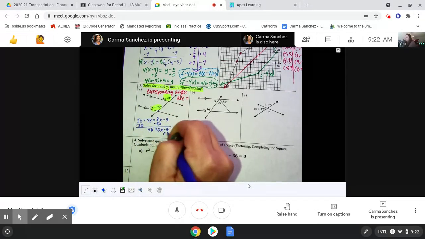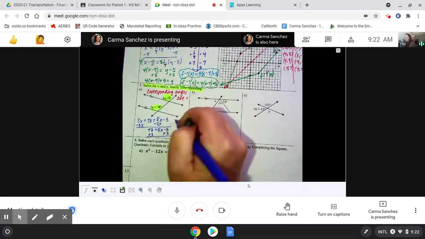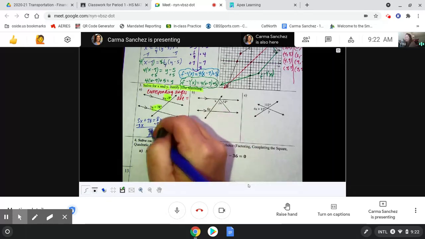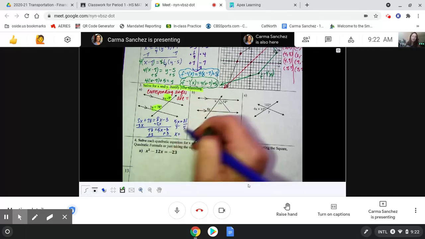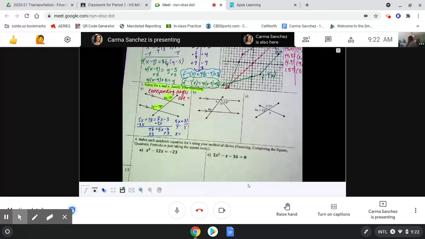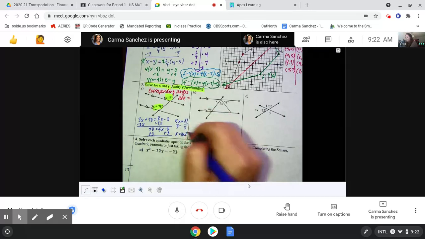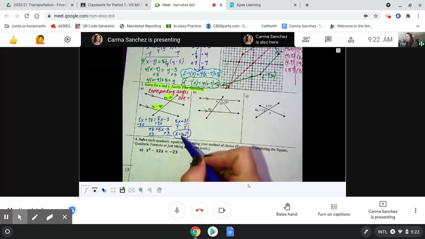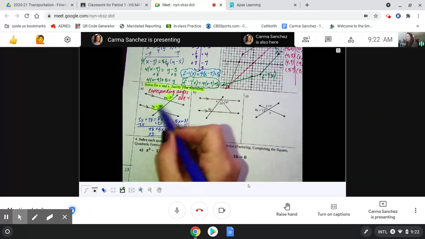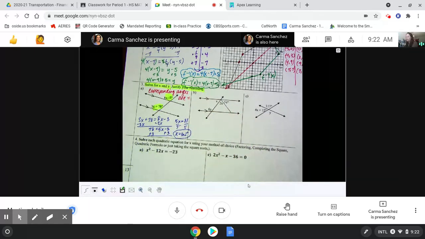Add 3. I'm getting 5x equals 81. And when I divide by 5, I get, grab your calculators right now and do this with me. 81 divided by 5 is 16.2 degrees. Now, it says solve for x, so I'm done. If it asks on the test for an angle measure, I would go one more step to get that angle measure. But we're done. Yay! Let's go look at the next one.